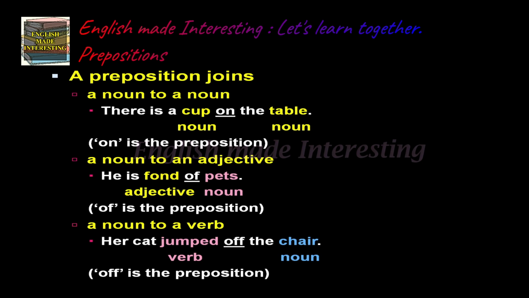A noun to a verb. Her cat jumped off the chair. Here, jumped is a verb, chair is a noun, and off is the preposition.